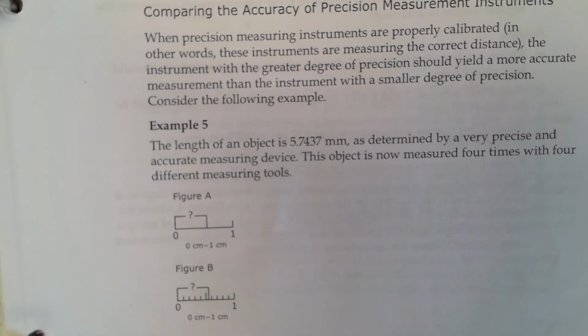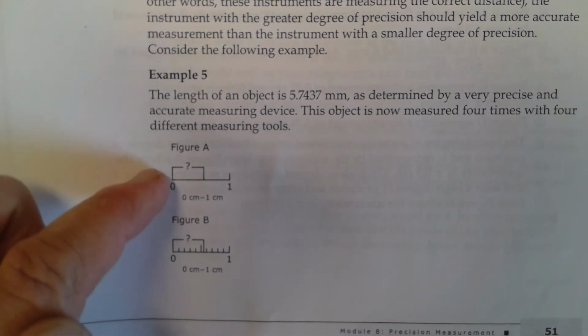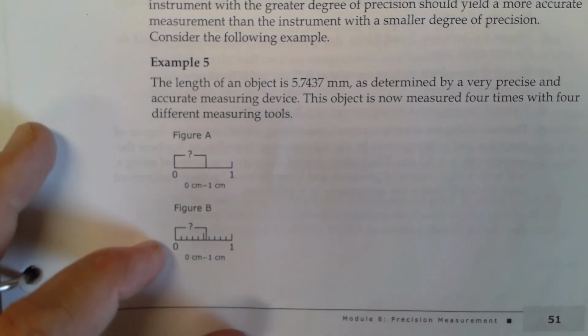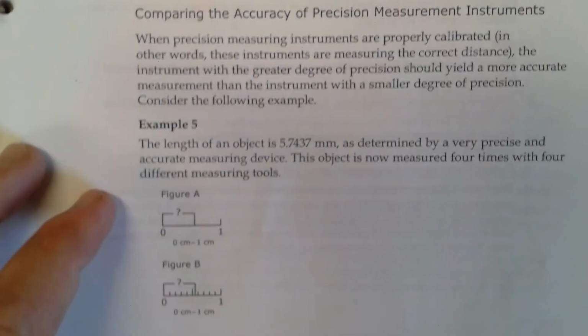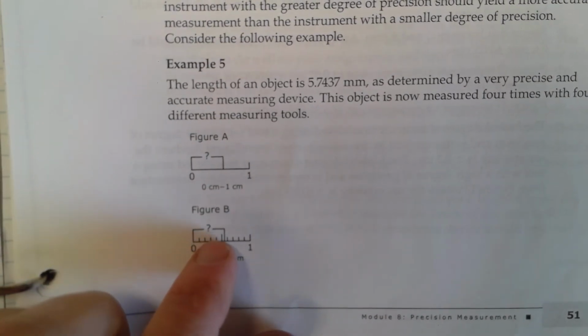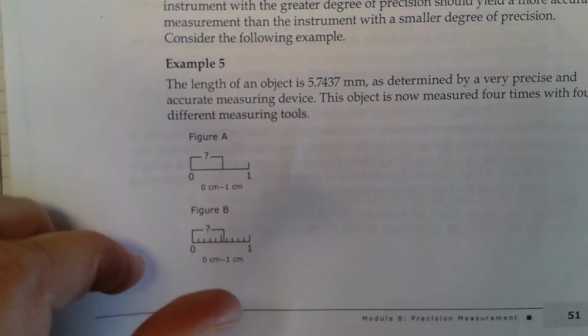The length of an object is 5.7437 millimeters as determined by a very precise and accurate measuring device. This object is now measured 4 times with 4 different measuring tools. So here we have figure A, somewhere between 0 and 1 centimeters. Figure B at least breaks down the centimeters into millimeters, right? Because you can see that there's 10 markings here. So this is 1, 2, 3, 4, 5. This is 5.5 millimeters. So we're getting more precise already.